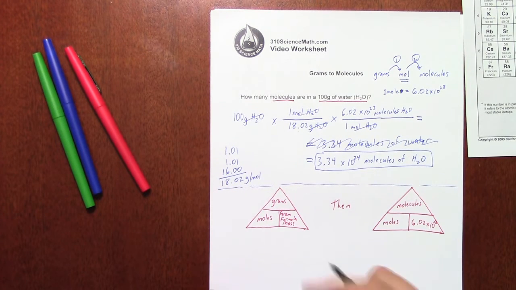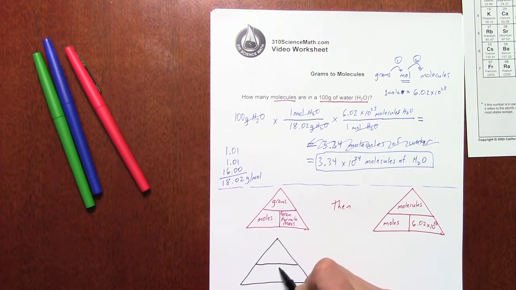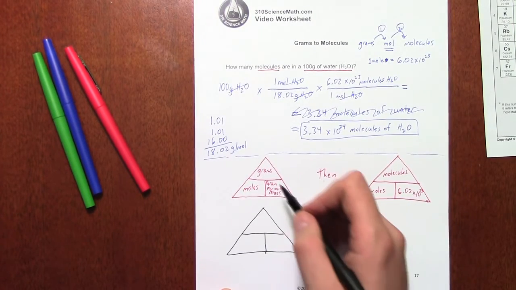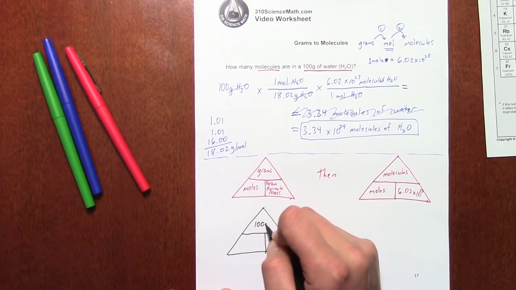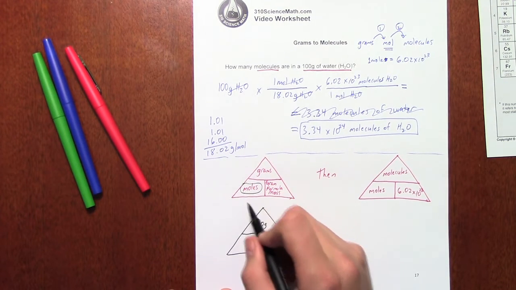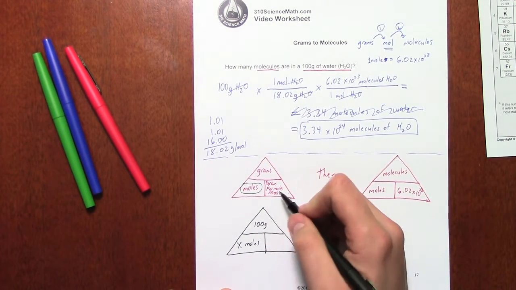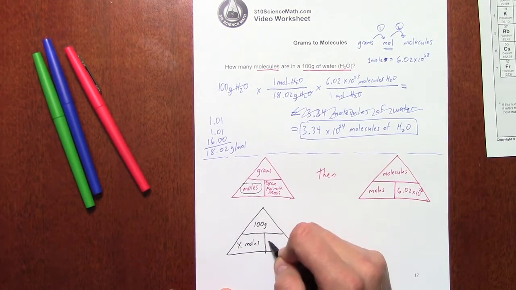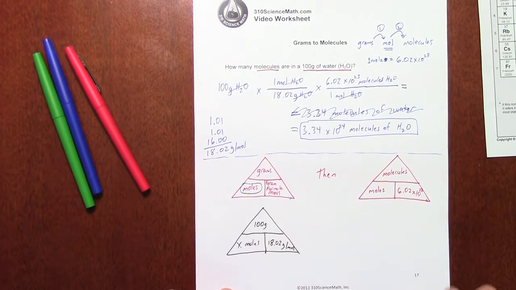Okay, so take my triangle here, and I'm going to now put in the values that go along with the parts of this triangle. Okay, so we know from the problem that there are 100 grams of water, so I'm going to write 100 grams up there. I'm going to need to start finding this moles. I have to find how many moles there are first. And I already know the gram formula mass because I calculated that in the previous problem. So I'm going to write 18.02 grams per mole there.